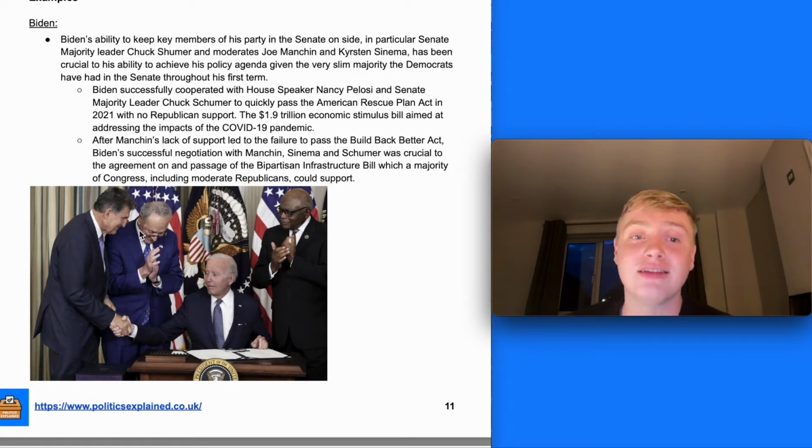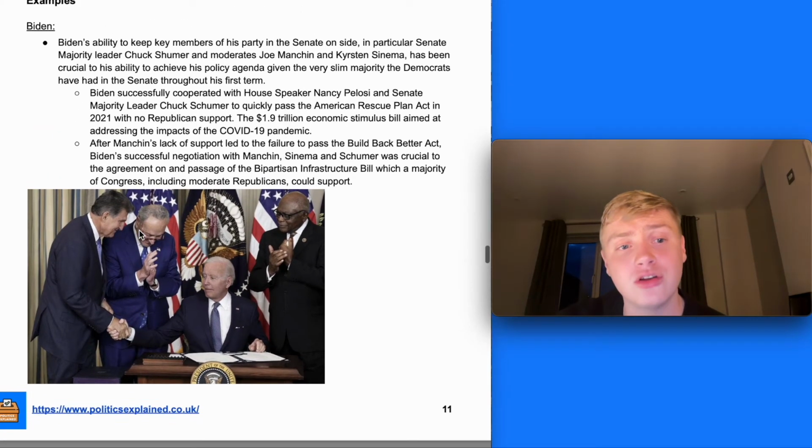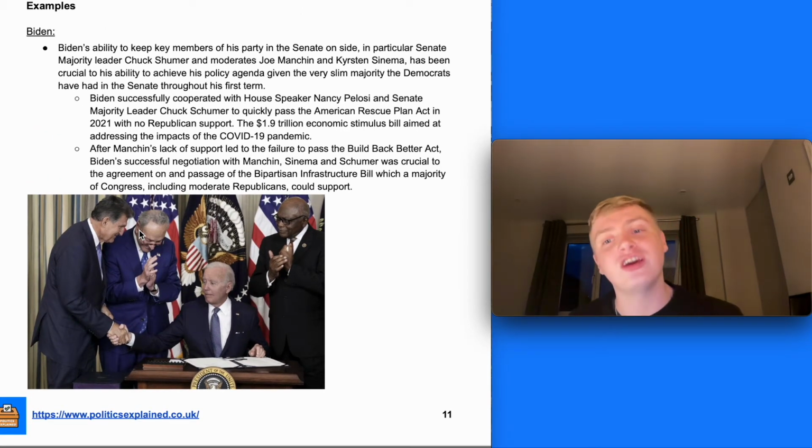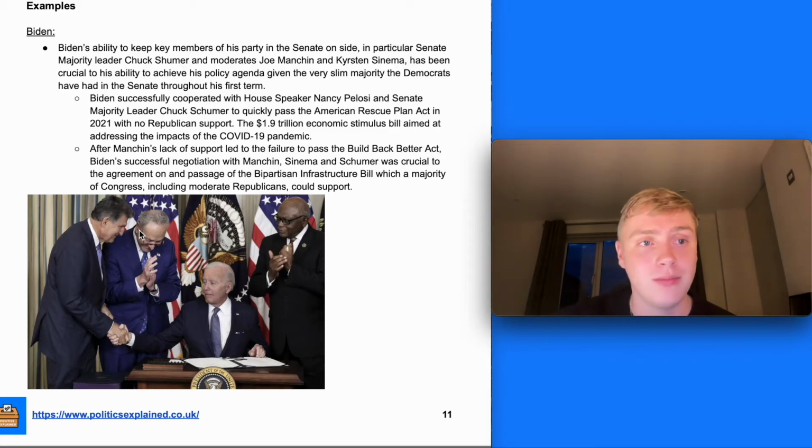And after Manchin's lack of support led to the failure to pass the Build Back Better Act, he successfully negotiated with Manchin, Sinema, and Schumer to pass the bipartisan infrastructure bill, which a majority of Congress, including some moderate Republicans, could support. So that shows his real power. Biden was quite successful in negotiating with moderates in the party to advance his legislative agenda despite a very slim majority, and I suppose his success in doing so and his positive relationship with key members of the Democratic Party was really important in bolstering his power.